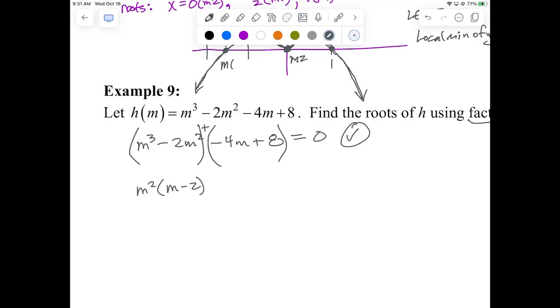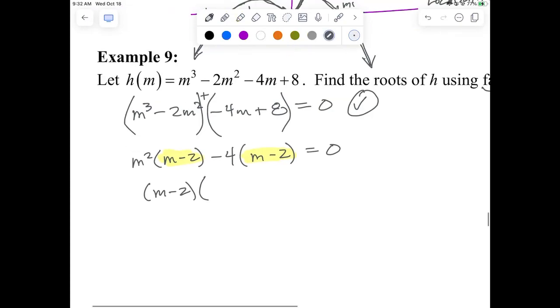What's common in the second one? A 4, but if it's negative, we factor it out. So we factor out a negative 4, and we're left with m minus 2. Is it still equal to 0? Yeah. Now, the way factor by grouping works is you'll see that binomial factor reappear. So I can pull that m minus 2 out, and what am I left with in the first term? m squared, and what am I left with in the second term? Minus 4.